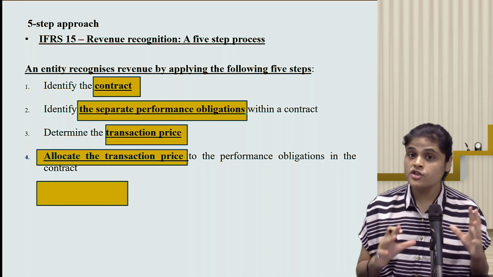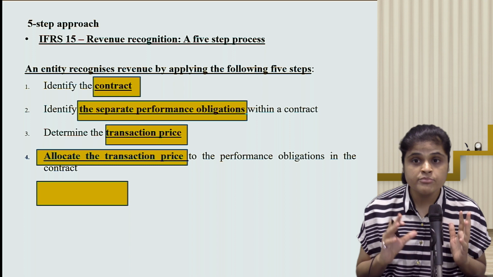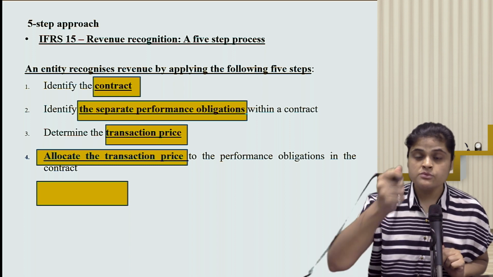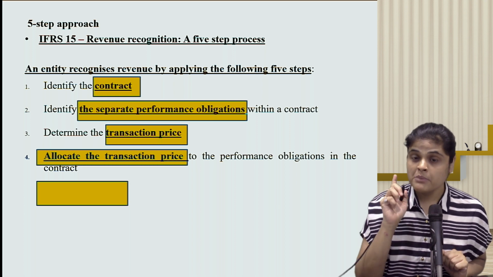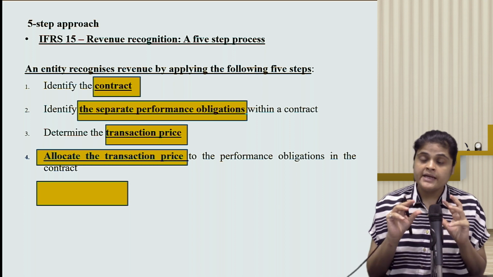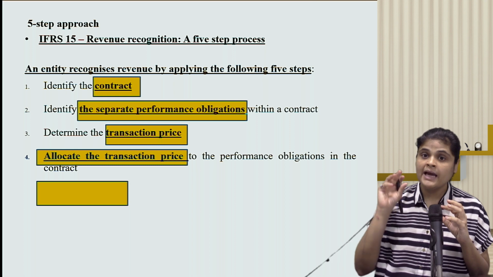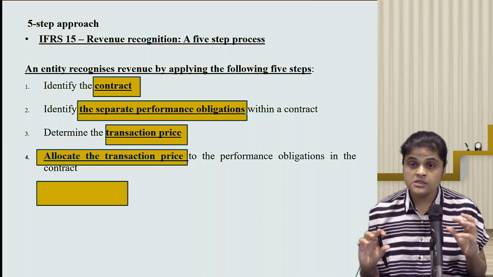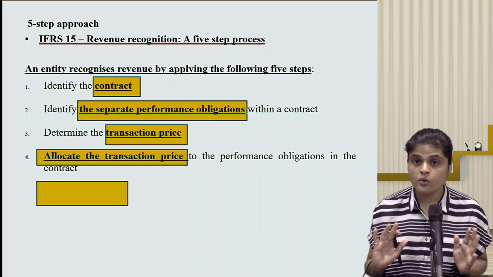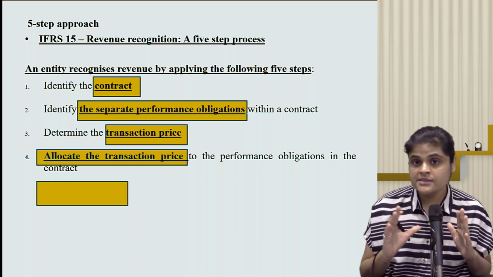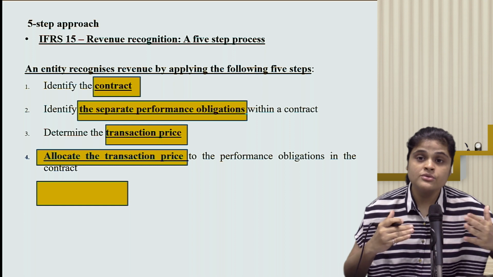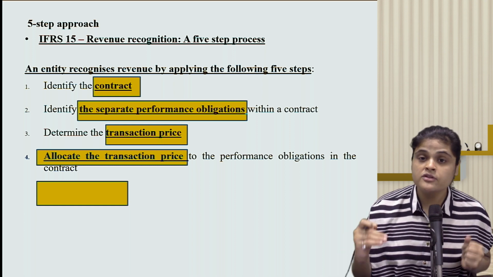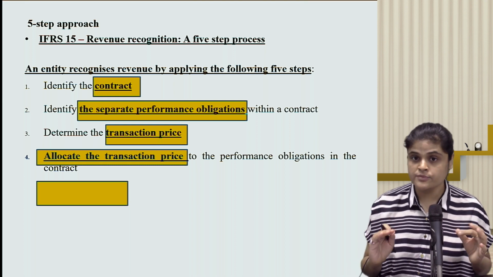Supposing there is a combination of goods and services being provided by the seller to the buyer. There is one price which is paid by the buyer. But as a seller, you will have to identify what part should be allocated to goods, what part should be allocated to services, or whatever is the deal. So after determining the transaction price, we need to do the allocation of transaction price. For every step, there is going to be a detailed discussion.